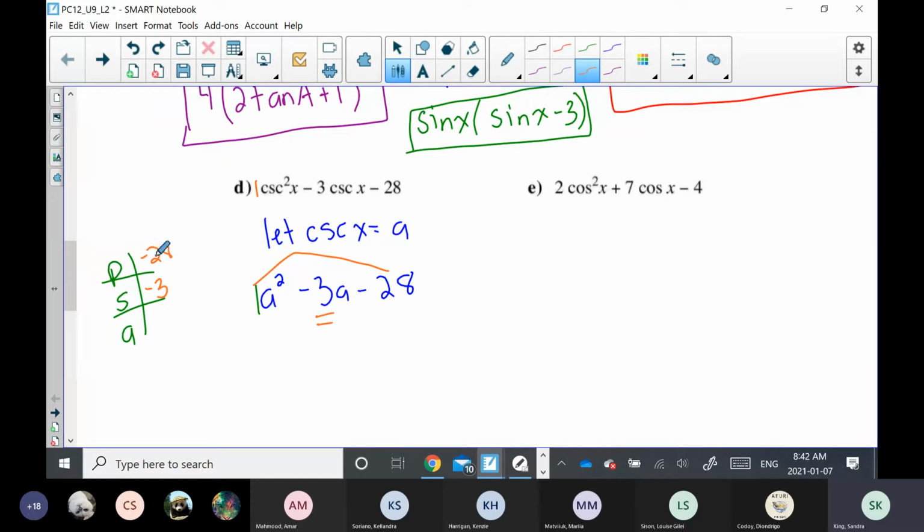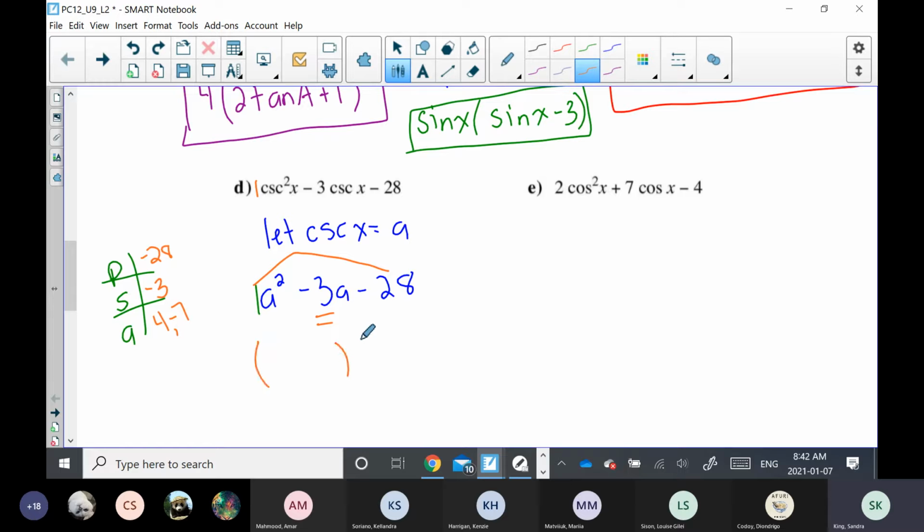So you're really just looking at what numbers multiply to negative 28, and then you figure out which of those numbers sums to negative 3. It's going to be 4 and negative 7, right? 4 times negative 7 is negative 28. 4 plus negative 7 is negative 3.